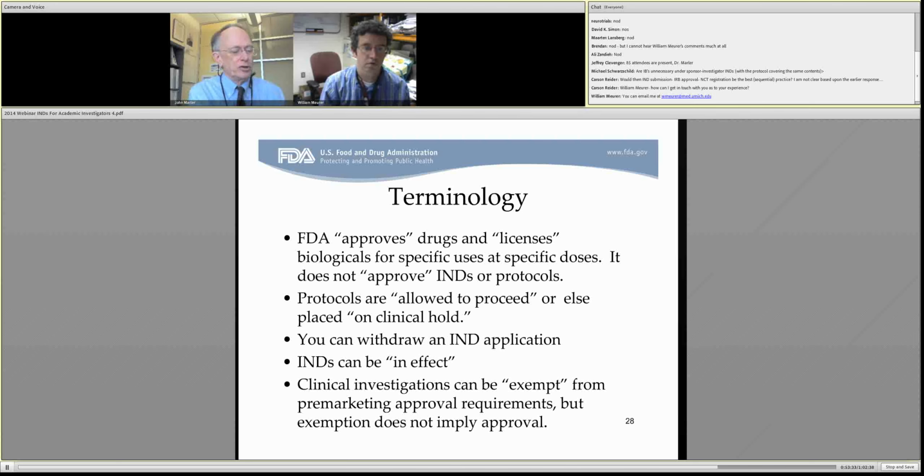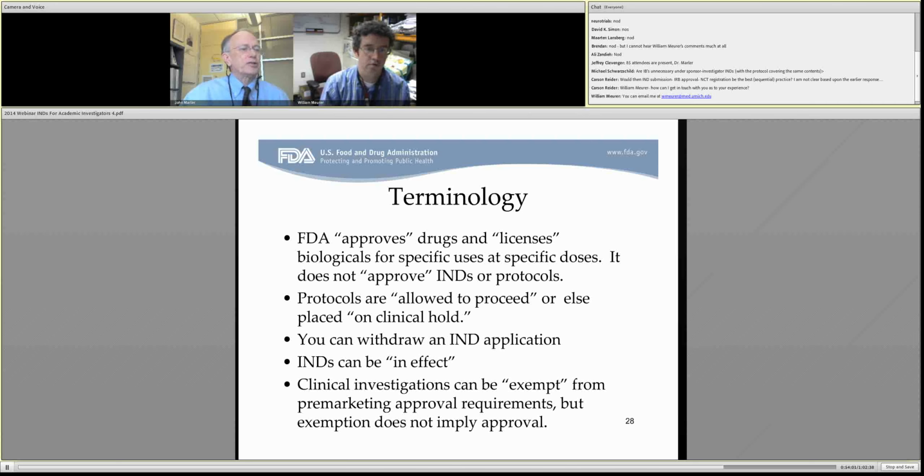In other words, if you didn't anticipate a lot of problems and you have to go back and start essentially at ground zero, you may want to withdraw the application till you can come back in with a better application. Otherwise, you'll be on hold the entire time. INDs can be in effect. That's the result of sending it in and us not putting you on hold.